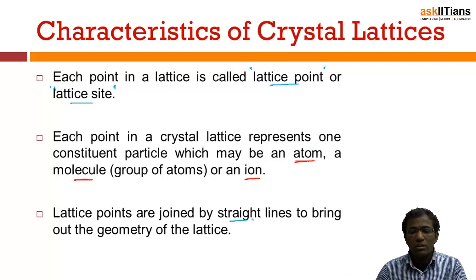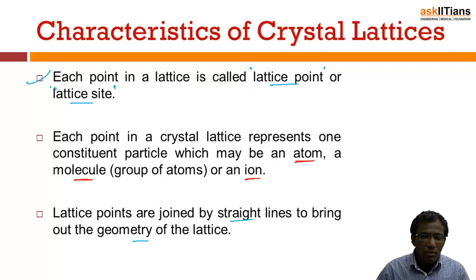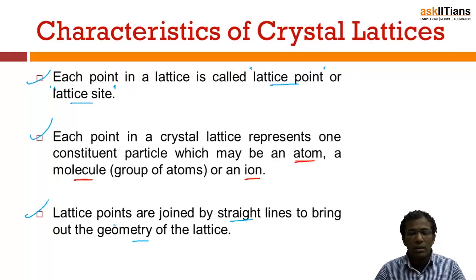So they are joined by straight lines to give out a geometry for the lattice. These three are very important points you have to remember and understand as far as a crystal lattice is considered. I am repeating these things once again. Each point is known as a lattice point or a lattice site, and each point in a crystal lattice represents a constituent particle. And these lattice points are joined together to bring out the geometry of the lattice. So these three are important characteristics.